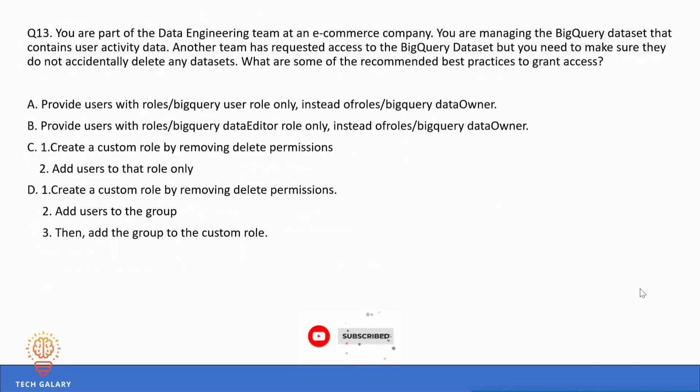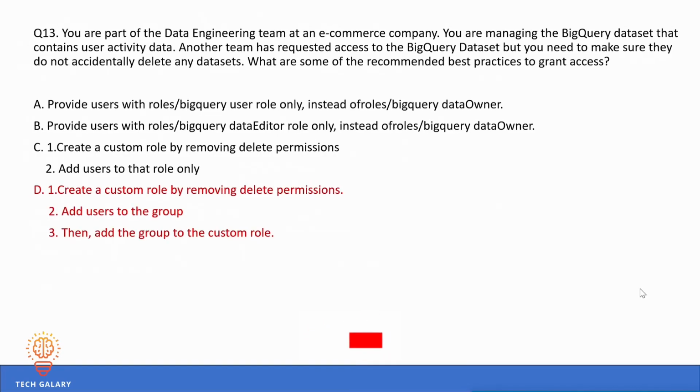So these are the options available, and the correct answer is option D. Create a custom role by removing delete permissions, add users to the group, then add the group to the custom role. Now let's take a look at other options which are incorrect. Option A, provide users with roles BigQuery user role only instead of roles BigQuery data owner. Option A is incorrect because it allows the creation of new datasets within the project.